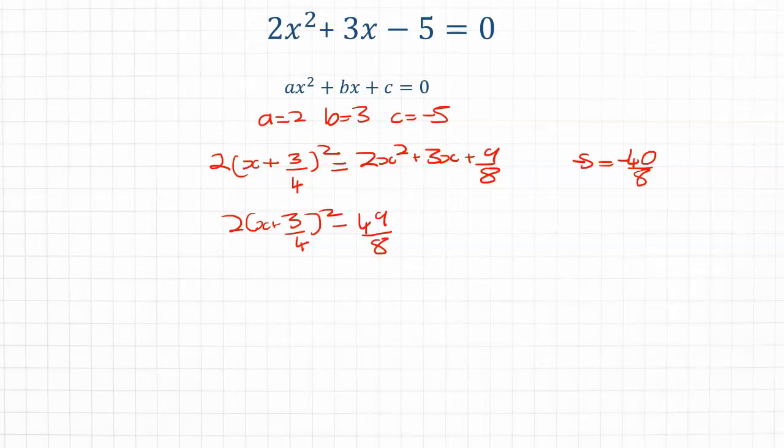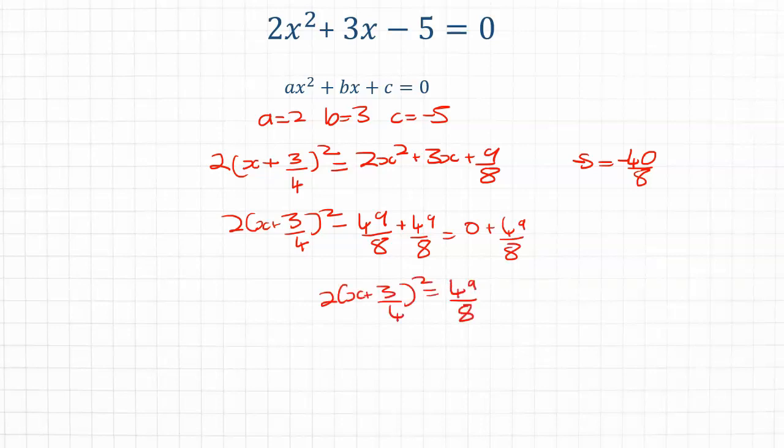Again, as before, we have only changed the format of this equation. If we were to multiply it out, we would get 2x squared plus 3x minus 5. But now the objective is to get the two solutions. So we will solve this equation by rearranging. We will add 49 over 8 to both sides. This will give 2 times x plus 3 over 4 squared equals 49 over 8.